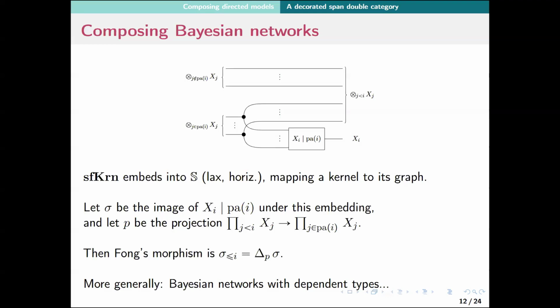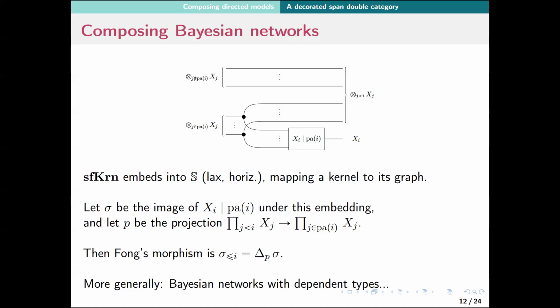They embed into this double category in a lax horizontal way, mapping kernels to their stochastic graphs. So we take the image of this factor of my Bayesian network, precompose it with the copiers, and then pull it back along the projection that extends the context by these other objects. This gives me another section of this whole thing. Then I can compose these in this copy-composite way, and this gives me my Bayesian network. So that recovers what Brendan did in a neat, type-theoretic way.